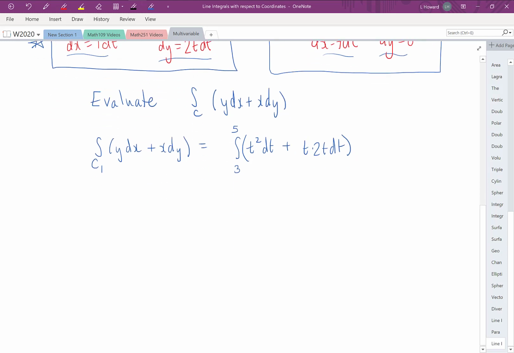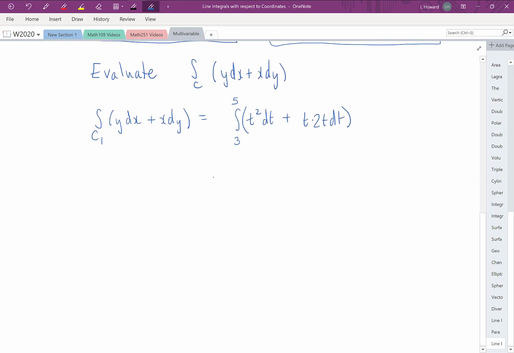Okay, so let's clean up our integrand. We are integrating from 3 to 5. Integrand here, t squared dt plus another, this would be 2t squared dt. So if we just add that together, that's 3t squared dt. That looks pretty fun to integrate. That's going to give us t cubed, and we'll evaluate that at 5 and then at 3. So 98 is the value of that first line integral.